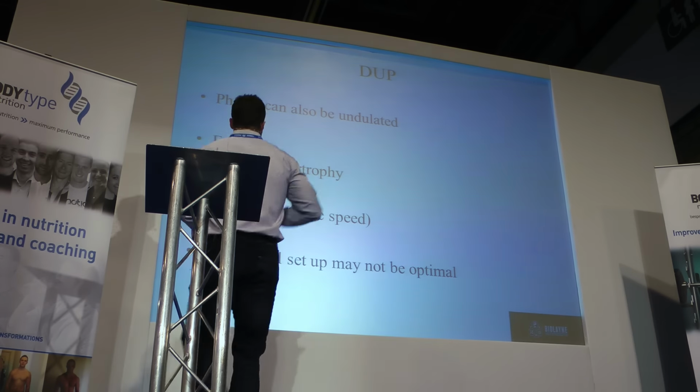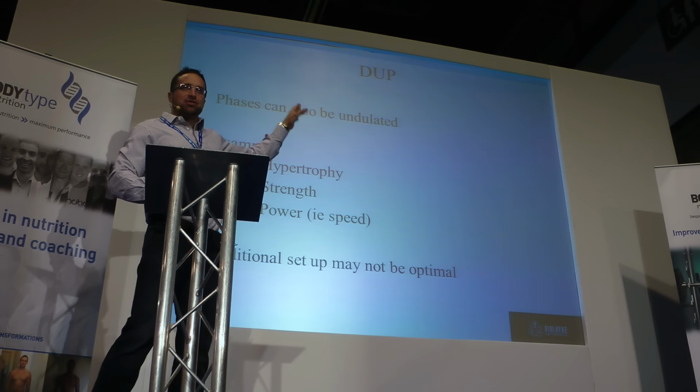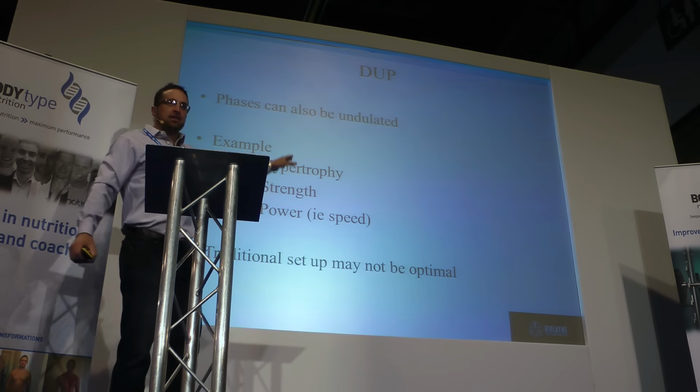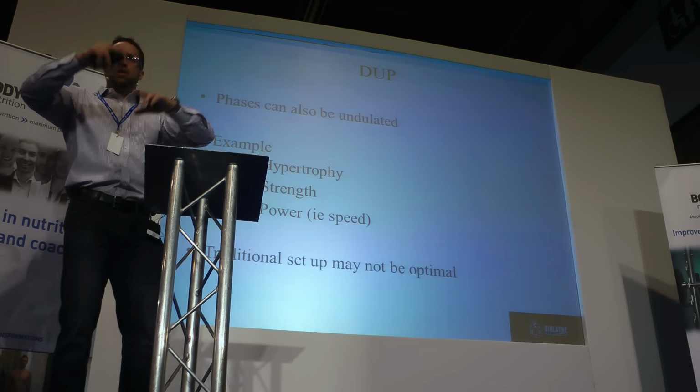So this is actually the traditional DUP. This is the traditional setup. You do hypertrophy, strength, power, days 1 through 3. Okay, does that make sense? So you're undulating the type of training you do.